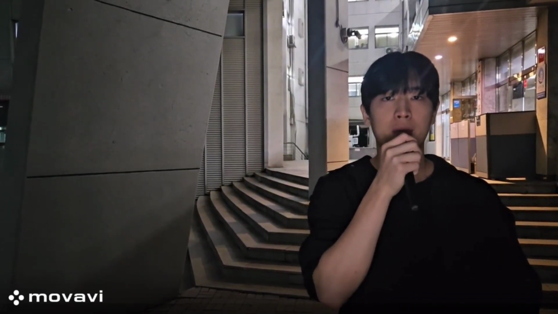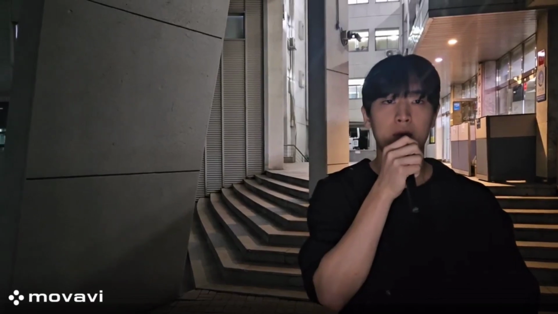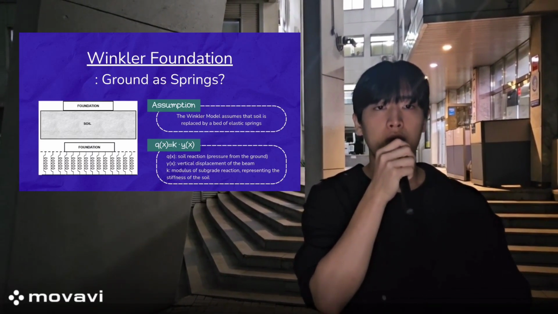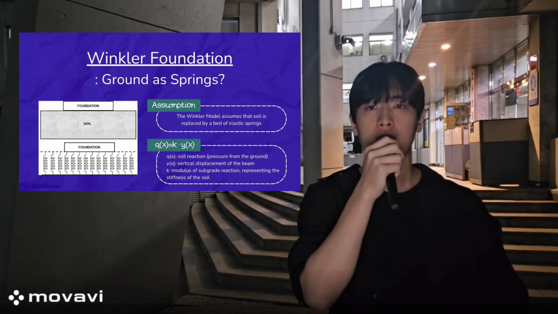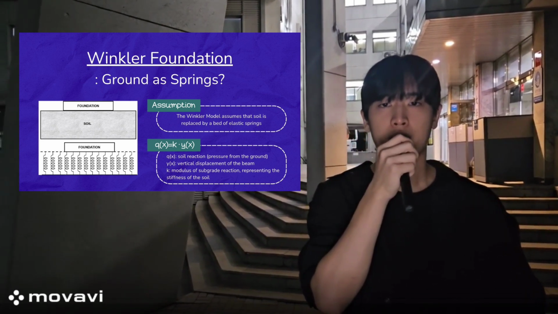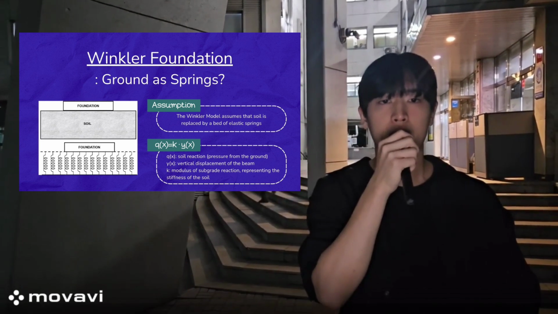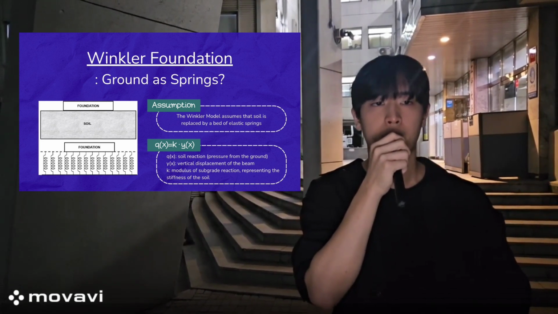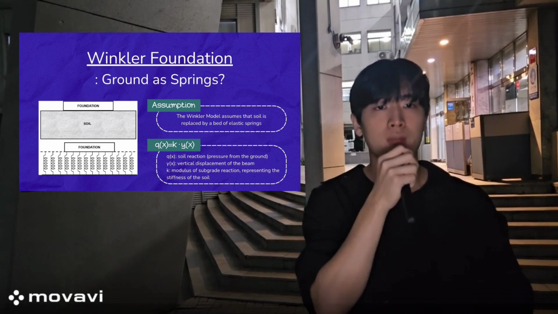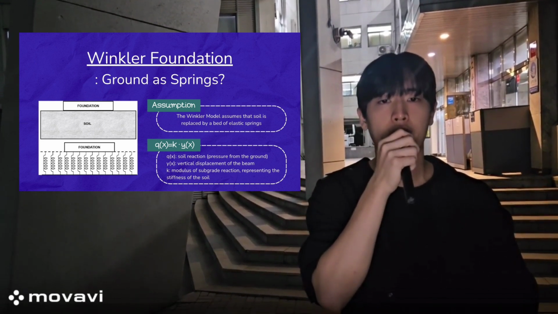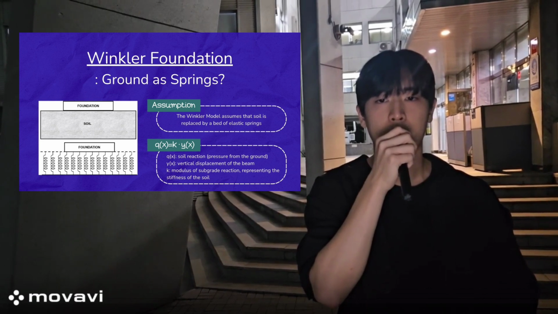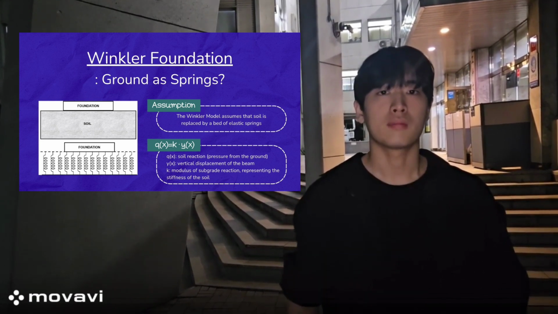Thank you. I'm here to explain the basic concept of the Winkler foundation model. Unlike real soil, which behaves continuously, the Winkler model simplifies the ground into a series of independent linear springs. Each spring reacts only to the displacement directly above. In mathematical terms, the soil pressure q(x) is proportional to the beam's vertical deflection y(x) using the formula. This simplification allows us to analyze complex structural behavior using numerical methods like the finite difference method.